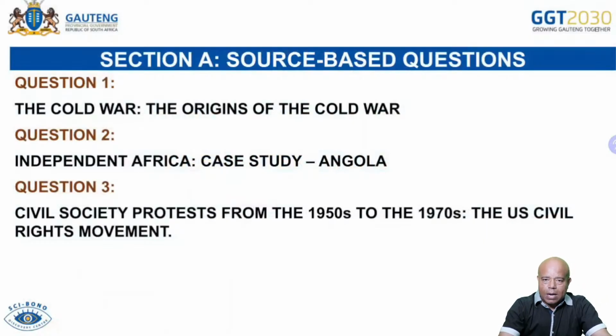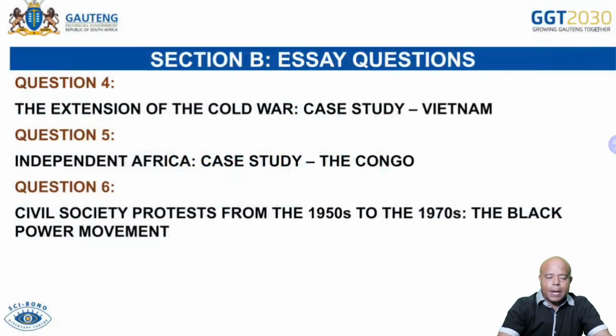So question 1 that you will be facing has to do with the Cold War, but we're going to focus on the origin of the Cold War. Very important that we understand that. So the origin of the Cold War, we will go into detail afterwards. In fact, with each question, we will go into detail afterwards. Then question 2, independent Africa, will be a case study of Angola. Question 3 is the civil society protest from the 1950s to the 1970s. The USA civil rights movement basically is the focus point there.